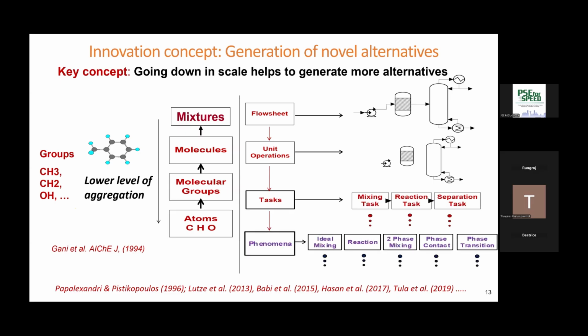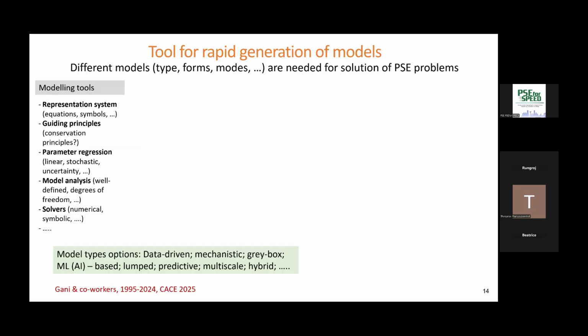And if we break the tasks into phenomena, we will have different combinations of phenomena doing the same task, different tasks doing the same operation. And so we will have chance to get more flow sheets or more innovative alternatives. So these are the 3 concepts that we are applying in our algorithms and methods.